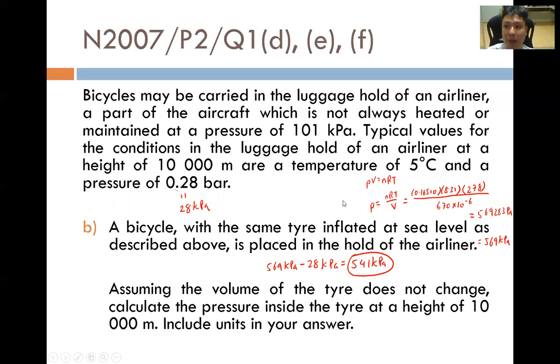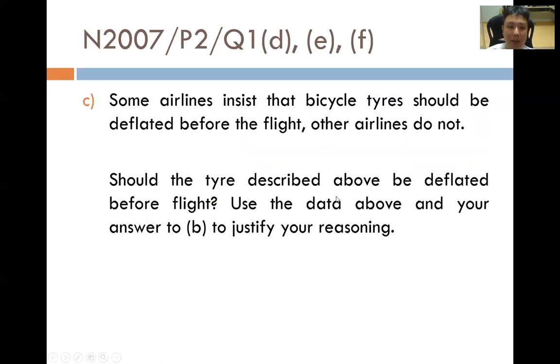So the tire will not burst under these conditions, and hence it is not really justified that the tire described above has to be deflated before the flight. Okay, but I guess because many different tires have different constructions and may burst under different maximum pressure differences, right? So maybe it is still justified that airlines will insist that they should be deflated, in case some bicycle tires that do not have a higher standard that allows for a larger maximum pressure difference might burst in the airliner.